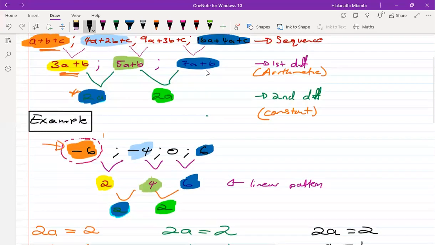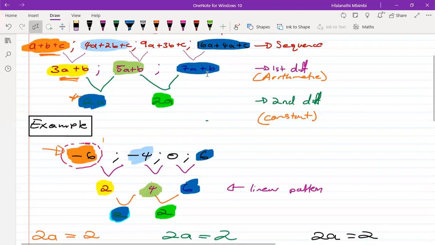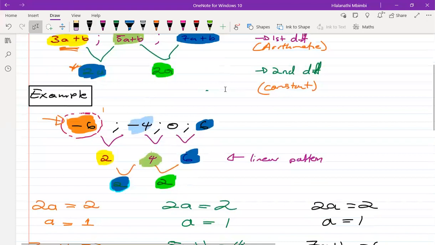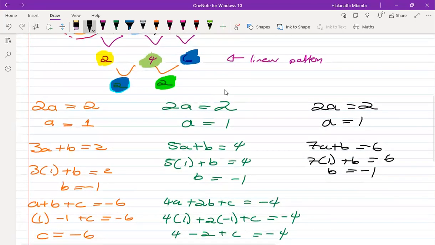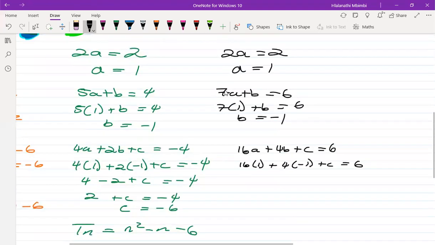And we're going to do lastly, 16a plus 4b plus c, that would be equal to 6. So this is 16a plus 4b plus c is equal to 6. Now we already know what a is. Our a is 1. Our b we know is -1. Our c is what we are looking for, and all that together is equal to 6.